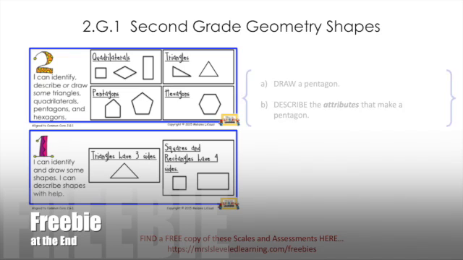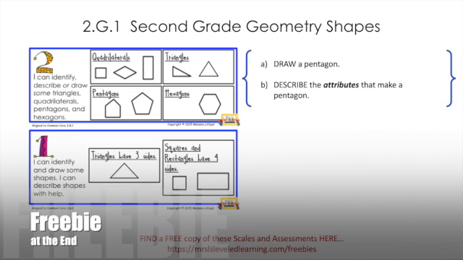At the second level of the scale, you want to look at several different categories of shapes and make sure that they can identify them, describe them, or draw them. The 4 specific categories that they need to know are quadrilaterals, triangles, pentagons, and hexagons. So I would ask a question like, draw a pentagon. Describe the attributes that make a pentagon.